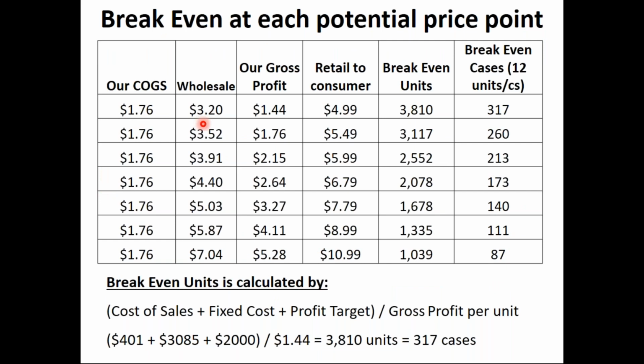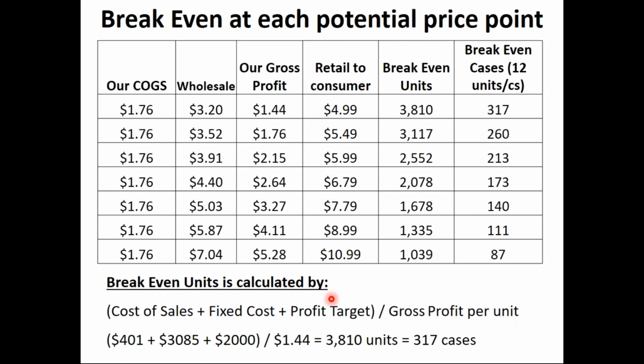And then this is just the same chart. It just shows our gross profit here. Remember how this is going up because we're increasing our gross margin. The retail increases, and then our break even is going to go down, because that makes sense, we're making more money on every single unit. So this is units, and this is cases. And the numbers just kind of keep going down.